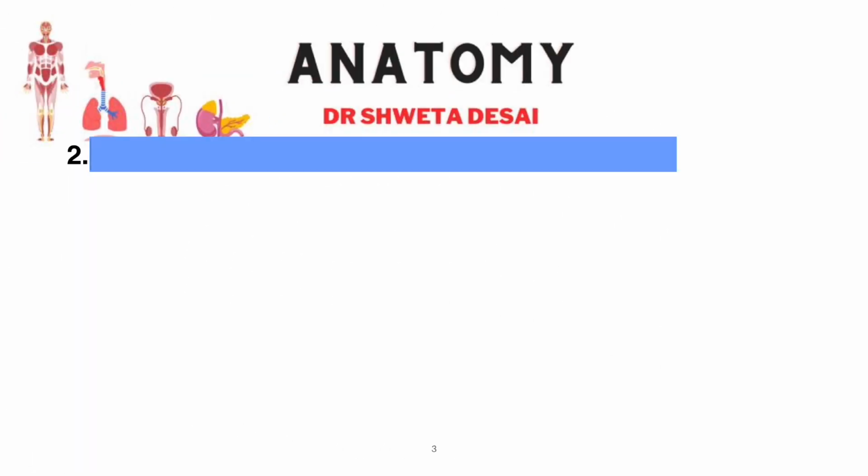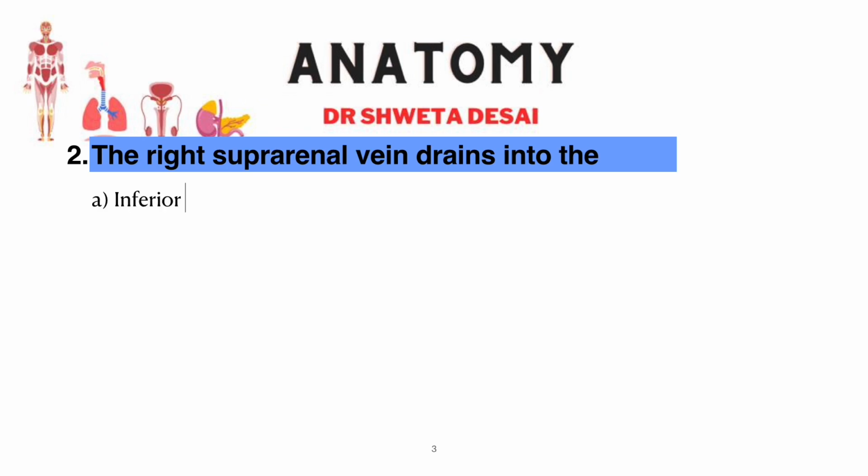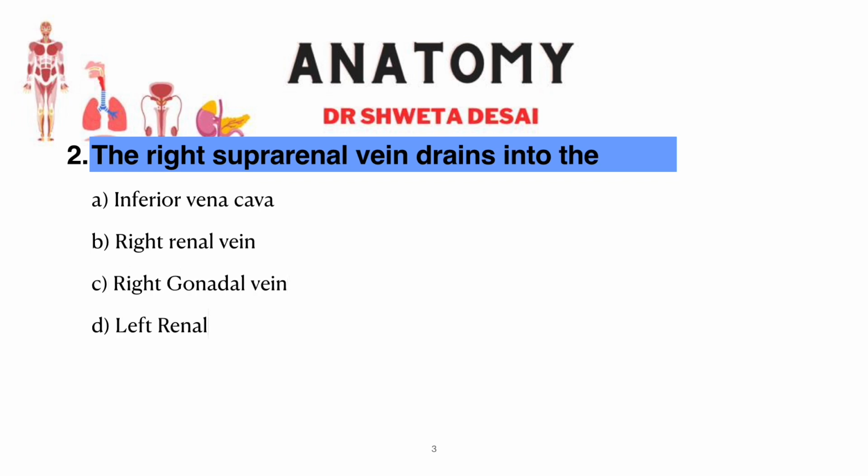Question 2. The right suprarenal vein drains into the: A. Inferior vena cava, B. Right renal vein, C. Right gonadal vein, D. Left renal vein. The correct answer is A. Inferior vena cava. Left testicular, ovarian or suprarenal veins usually drain into the left renal vein.